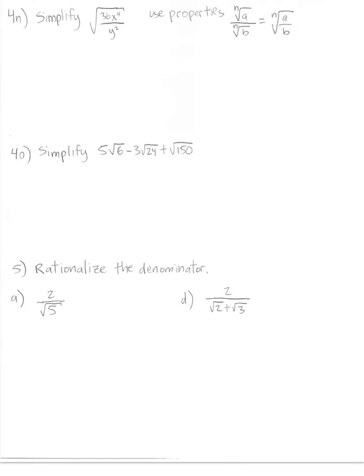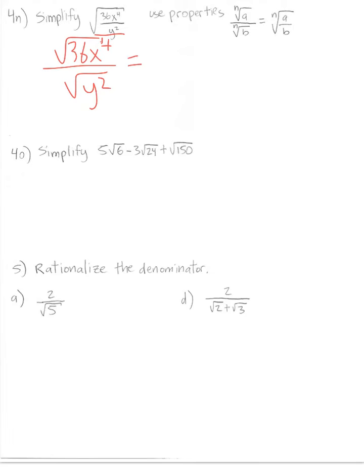On this last screen, I'm going to use a property similar to what we've seen before, and that is if I have the nth root of a quotient, and that doesn't simplify, I can break it up into the nth root of the numerator over the nth root of the denominator. So I look first at the square root of 36x to the 4th over y squared, and nothing simplifies. So to see if I can simplify it, I'm going to break it up into the square root of 36x to the 4th over the square root of y squared.